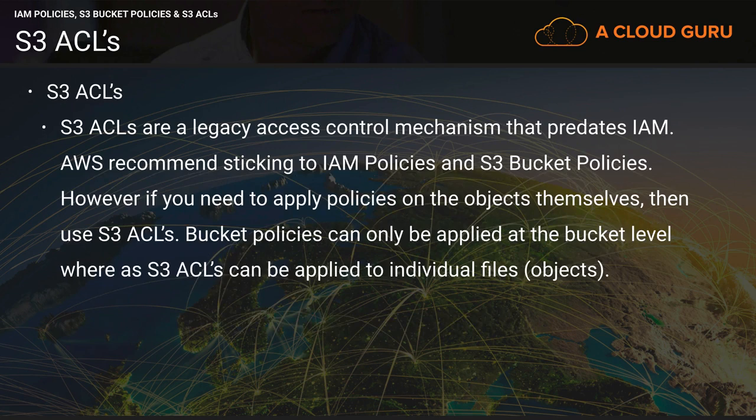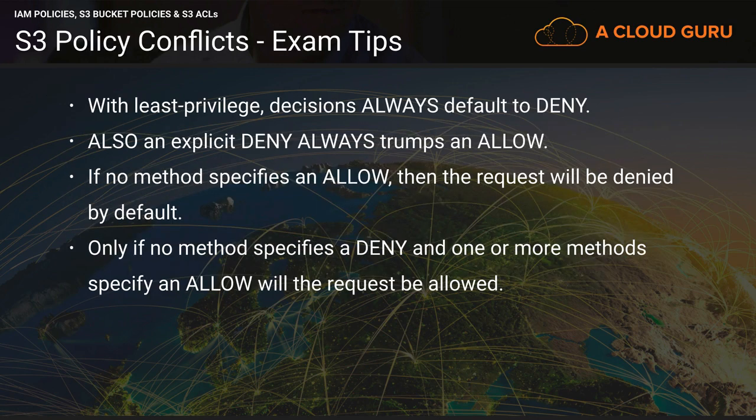Let's move on to S3 ACLs. They're pretty legacy. AWS don't recommend that you use them unless you need to apply specific policies on objects themselves. Then you should use S3 ACLs. Bucket policies can only be applied at the bucket level, whereas an S3 ACL can be applied to the individual file level. We then looked at S3 policy conflicts, and these are fundamentally important to understand in the exam.